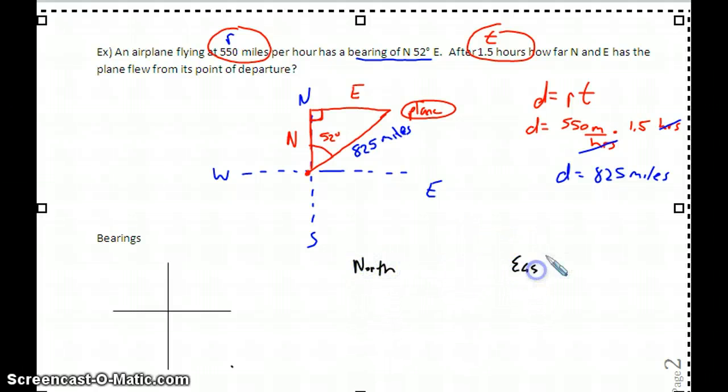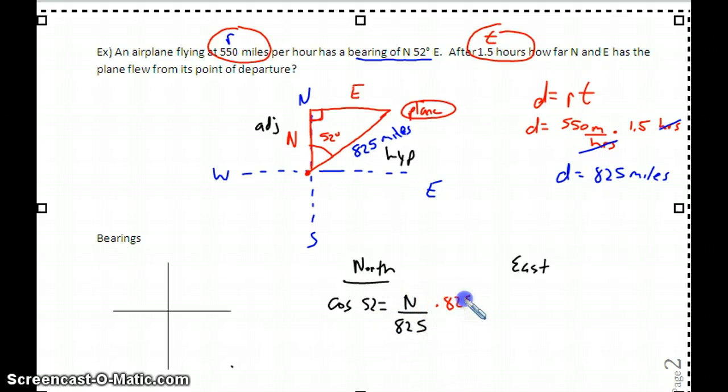So since I have a right triangle, we can use SOHCAHTOA. Let's start with the north. If I want to find this side, according to this 52 degree angle, that's the adjacent side, and the only side that I know is the hypotenuse. So I'm going to have to use cosine. So the cosine of my angle is equal to adjacent side n over hypotenuse 825. Get rid of that 825 by multiplying. We end up having the north side, the distance that we've gone north, would be about 508 miles.